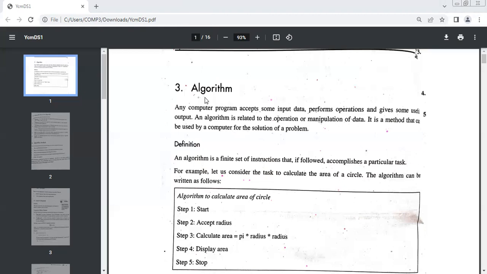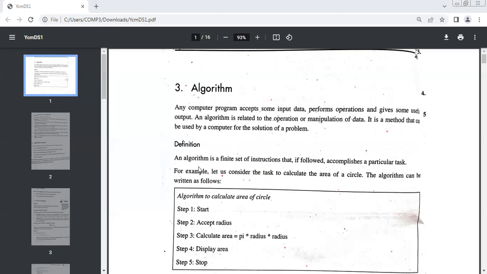What is an algorithm? Any computer program which accepts some input data, performs some operations on that data, and gives some useful output or some meaningful information to the user. So, an algorithm is related to the manipulation of data or the operations performed by the computer program. It is a method that can be used by the computer for the solution of a problem.